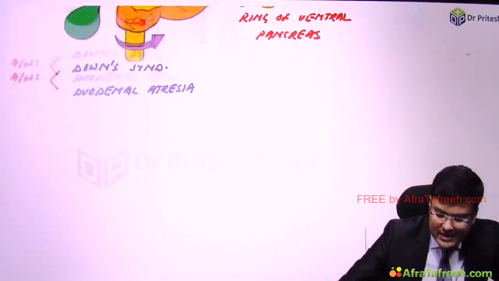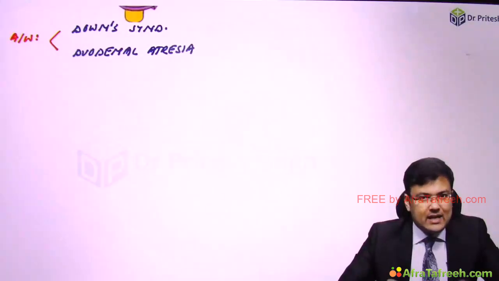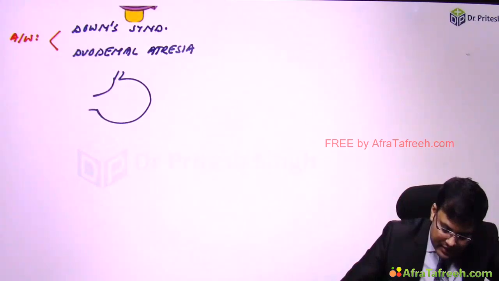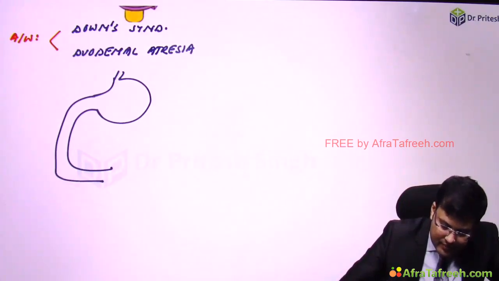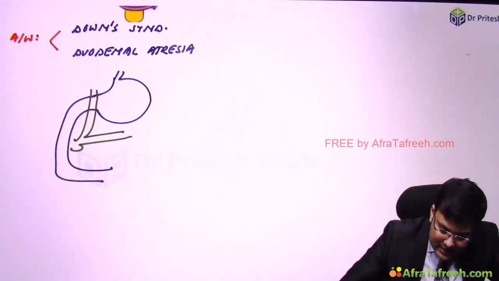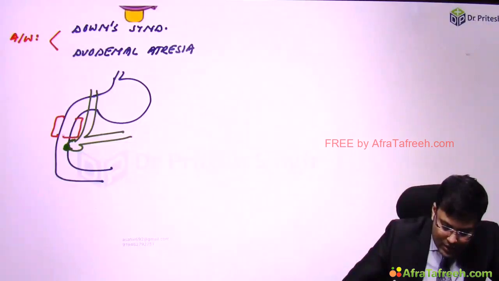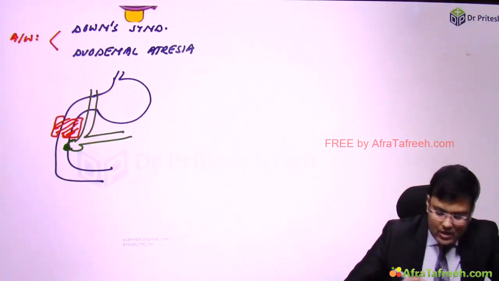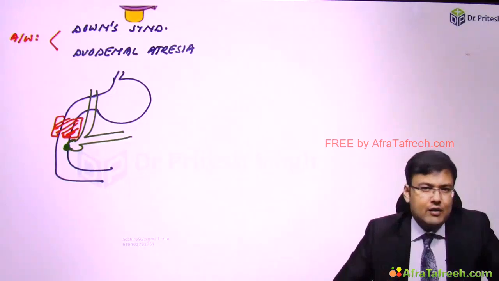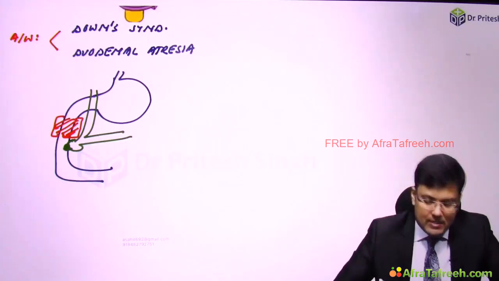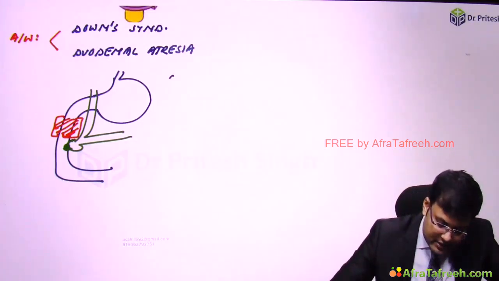Now question is asked, exactly where is the obstruction? See, this is the stomach, this is the duodenum, this is the bile duct, this is the pancreatic duct, and this is the ampulla. So exactly the obstruction is proximal to the ampulla, and if obstruction is proximal to ampulla, what kind of vomiting is seen? It is associated with non-bilious vomiting. So see the clinical features.